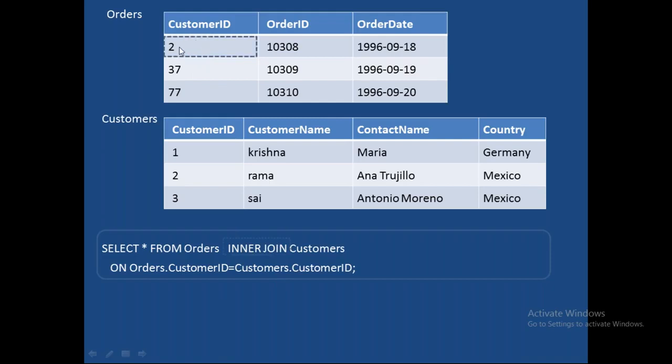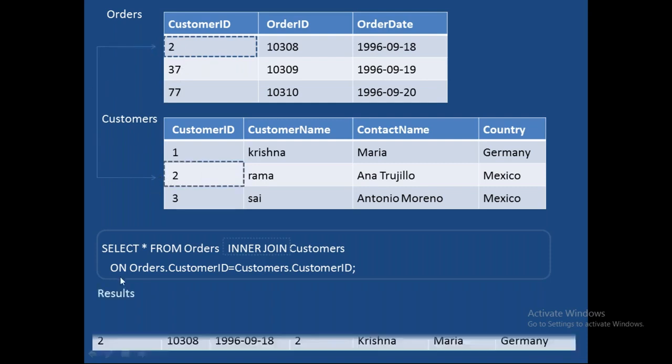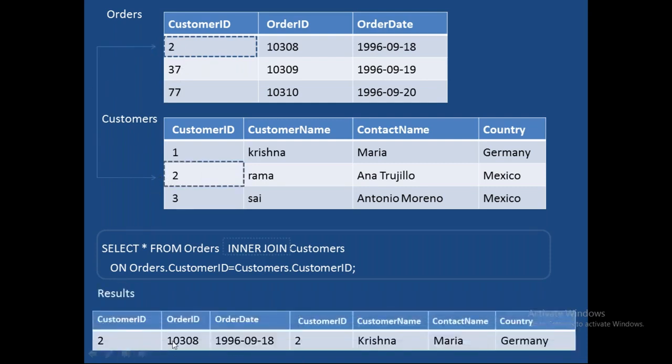First you see here, this is the second record, this is the second record which is matching. So I'll just join these two, right? These are the two matching records. So my result is something like this. Customer ID is 2. He has placed order 10308 and the order date is this particular date. Customer ID is 2. Name is Krishna, contact name is Maria, and country is Germany.